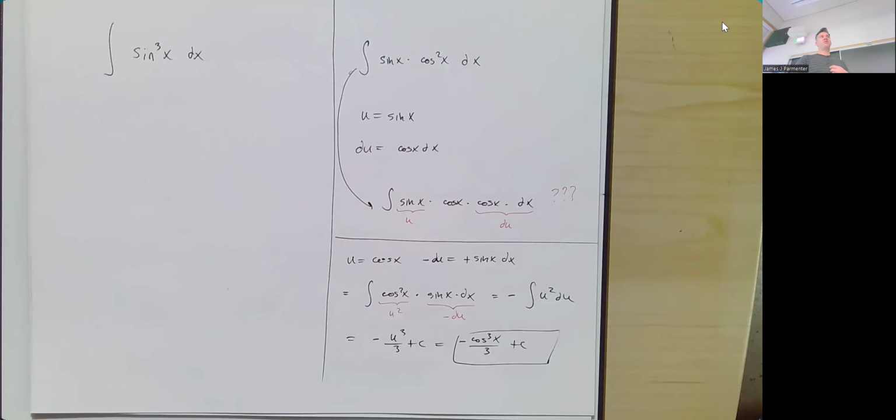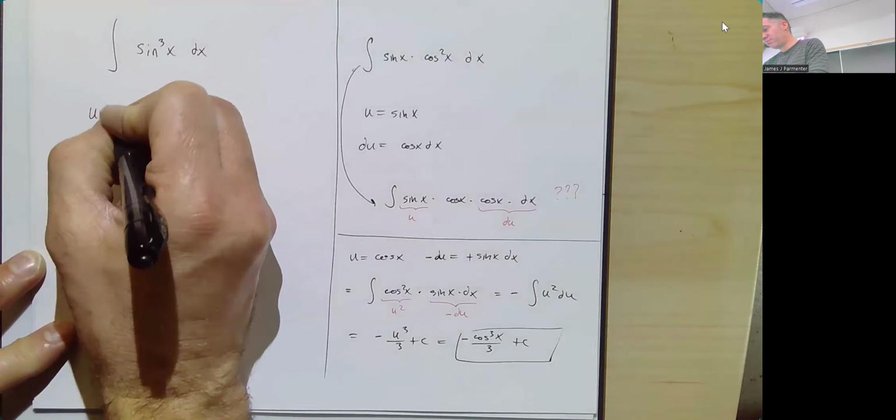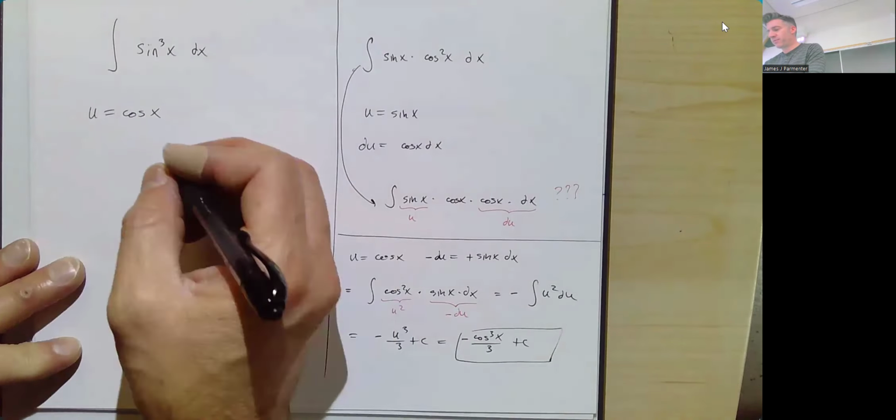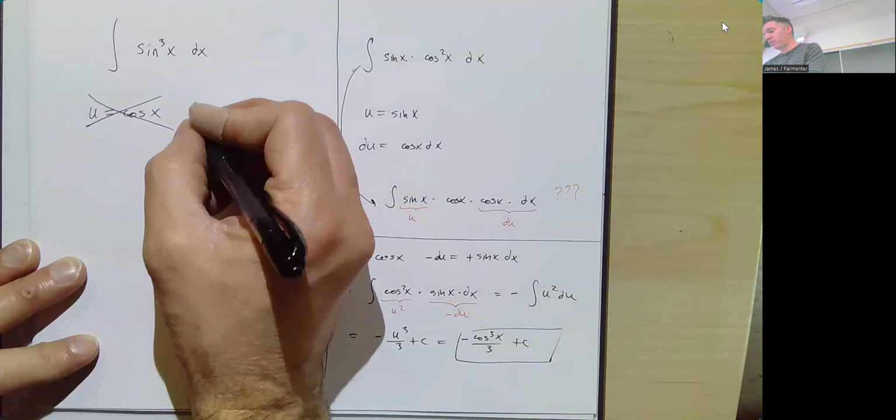So watch this trickery. We're going to let u equal cosine. I know it feels very strange. You know how we can make it feel less strange? We're going to do the trig identity part before we do the u sub part. So here's the way to make this feel less terrible. We'll come back to u. Promise.